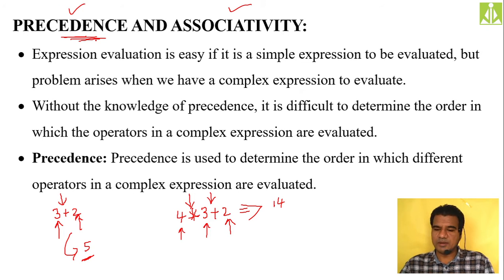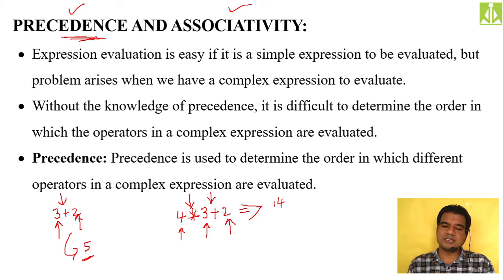Simply read out the statements we have over here. Expression evaluation is easy if it is a simple expression to be evaluated. So if the expression that you are considering to evaluate is a simple expression, the evaluation process is very easy. No confusion, no conflict of operator precedence, nothing. No need to apply the precedence, no need to apply the associativity.